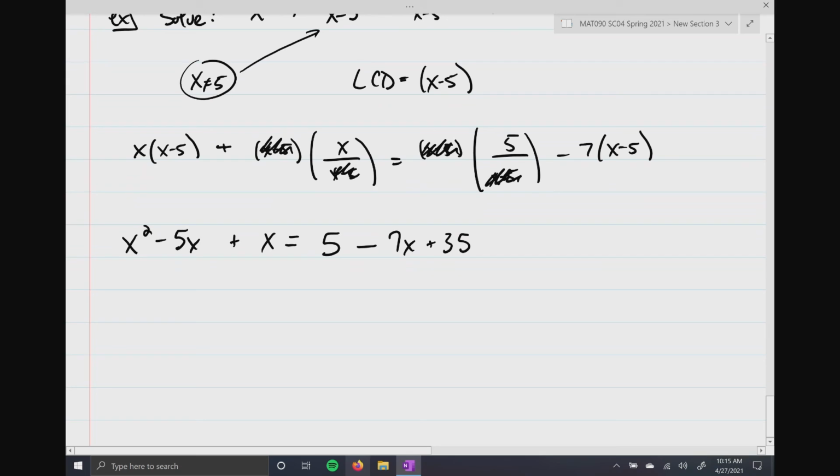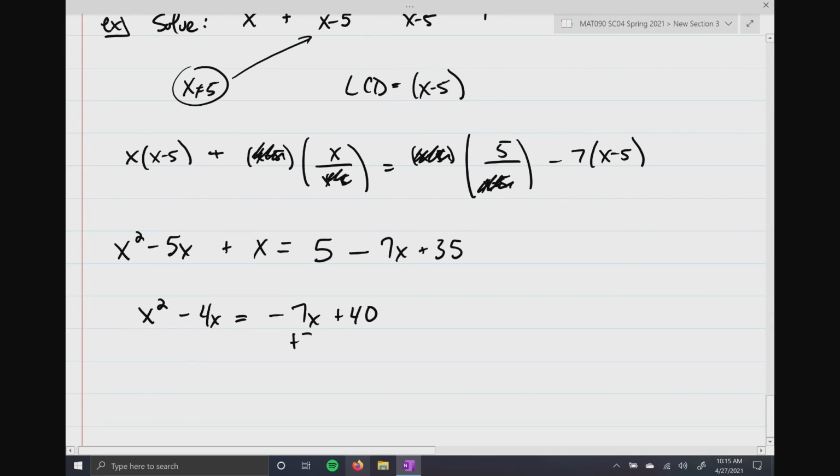So I still got the x squared term, so I know that it's quadratic. I'm going to go ahead and group like terms real quick just to make my life a little bit easier. On the left-hand side, negative 5x plus x is negative 4x. On the right-hand side, 5 plus 35 is, what is that, 40? So now I'm going to move everything to one side, the side that the quadratic is contained. So I add 7x. That gives me x squared plus 3x equals 40.